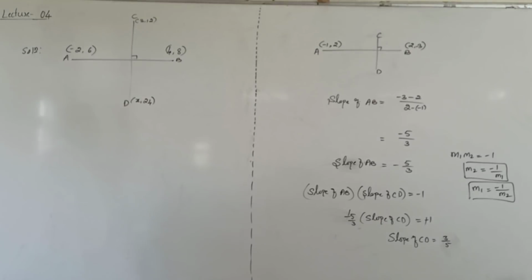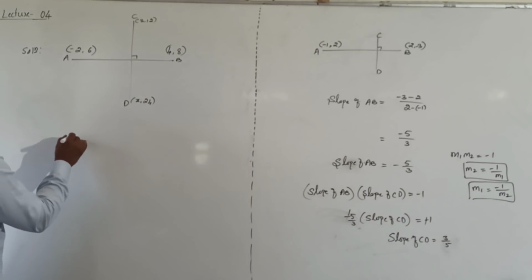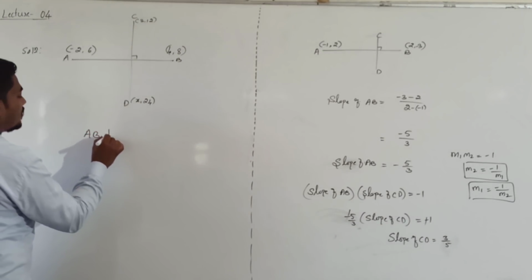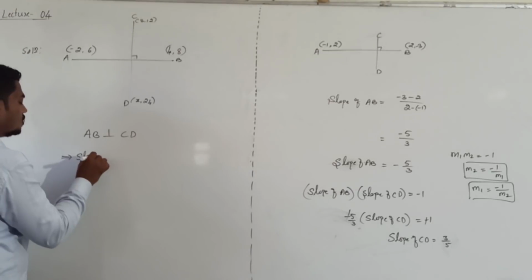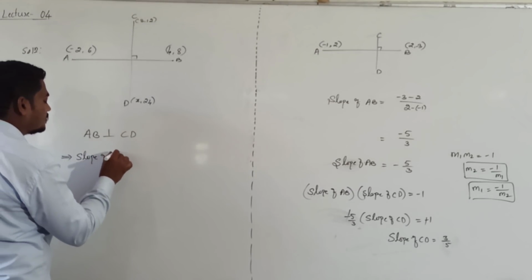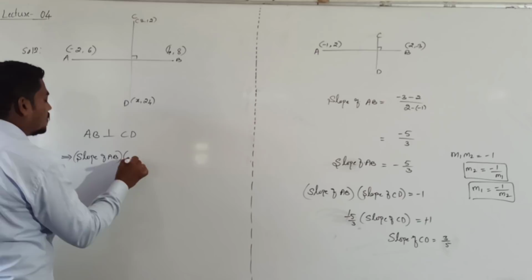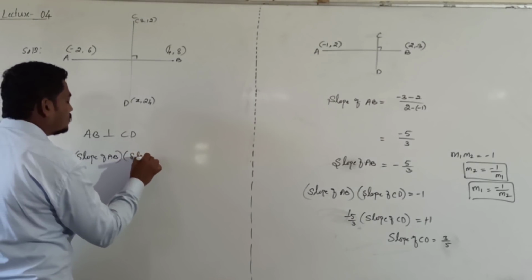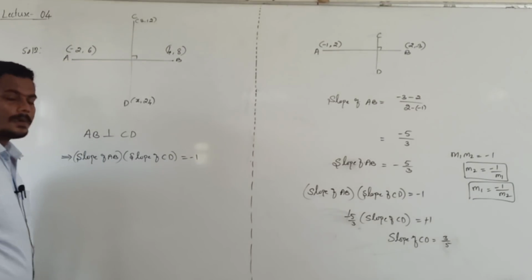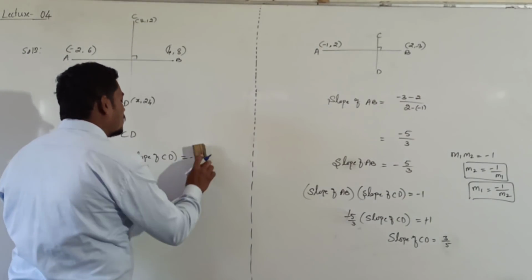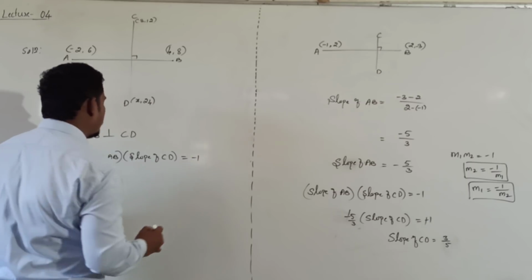Line AB is perpendicular to line CD. Then what is the condition? Clearly AB is perpendicular to CD. It is the given condition. AB is perpendicular to CD means the product of their slopes is equal to -1, which means slope of AB into slope of CD is equal to -1.